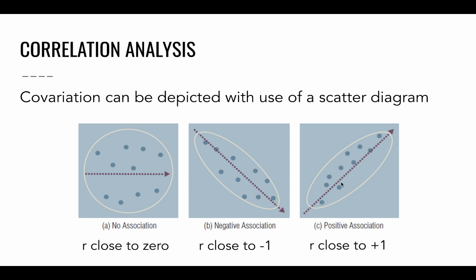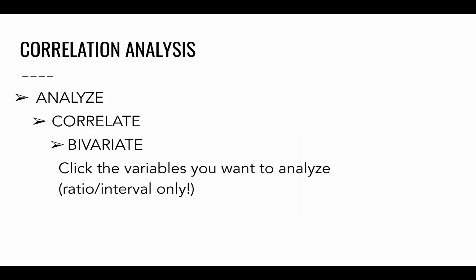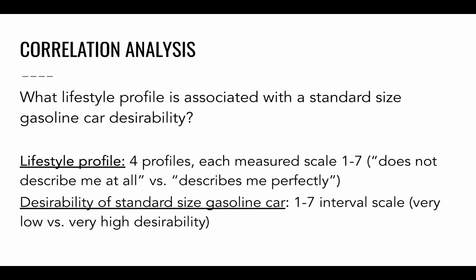So we will cover this in more detail in the next class about regression analysis, but for now it's really good to know that covariation can be shown or displayed using a scatter diagram, and that the direction and the dispersion of your data points is an indication of the strength of your correlation. So how we do this in SPSS is we click Analyze, Correlate, Bivariate, and then you click in those variables you want to analyze, but of course keep in mind you can only click in ratio or interval scaled data. That's because we're doing correlation analysis only on metric scaled data.